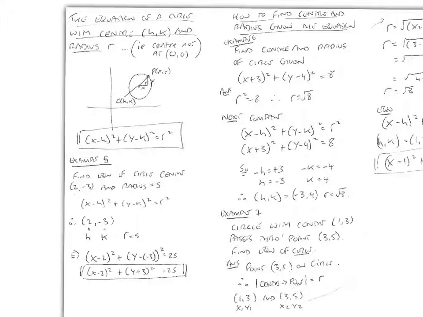Now let's consider circles whose centre is not at (0, 0). So let's look at the equation of a circle with centre (h, k) and radius r. Okay, and the centre is not at (0, 0). So that's what makes these circles different from the prior ones whose centre was at (0, 0). So the equation of such a circle is given by (x minus h) squared plus (y minus k) squared is equal to r squared. So here's an example.